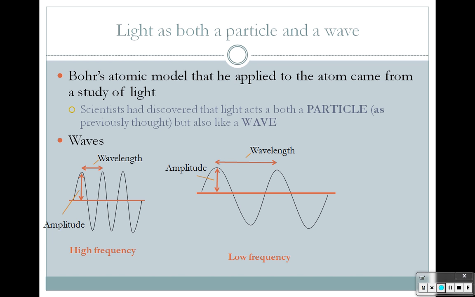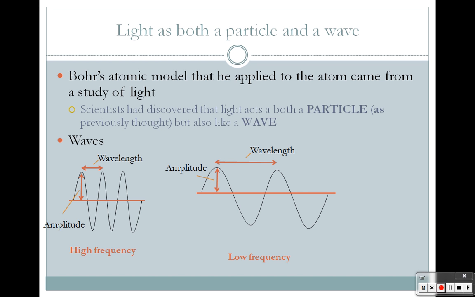So Bohr's atomic model that he came up with for the atom came from our study of light, and scientists had discovered that light acts as both a particle. So if you think of a particle, think of shooting BBs through a BB gun. Those are particles, but light also acts as a wave. And a wave, you can think of a wave in water, has very periodic properties. And light acts as both a particle and a wave, which is very interesting.